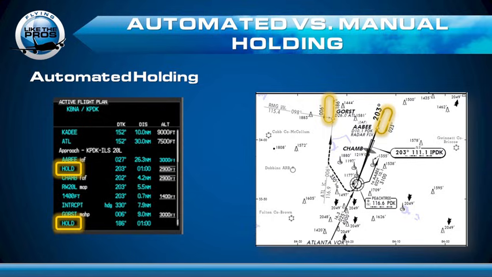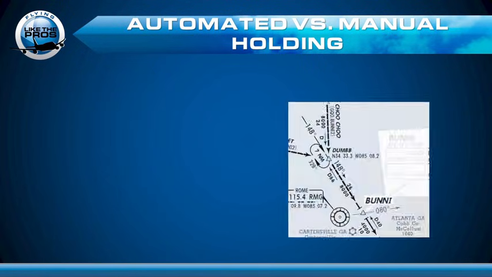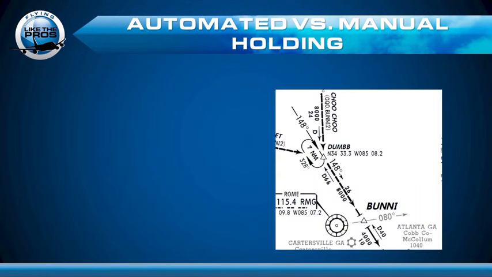The point being here is that the G1000 will fly the holding entry and the holding pattern for you as long as the autopilot is in GPS mode. Now, there are times when you may need to hold, but there is no hold in the flight plan. For this, we need to perform manual holding, where we configure and manage the GPS and autopilot ourselves.